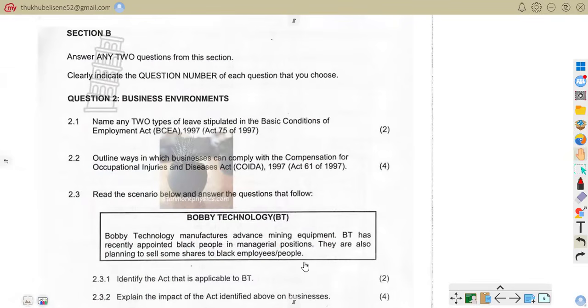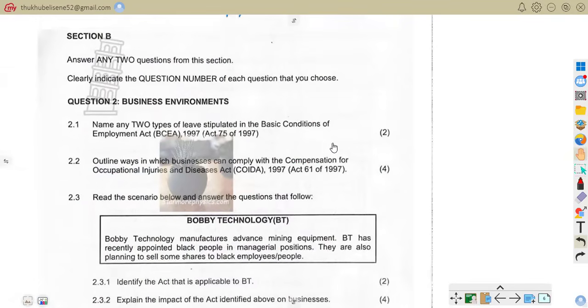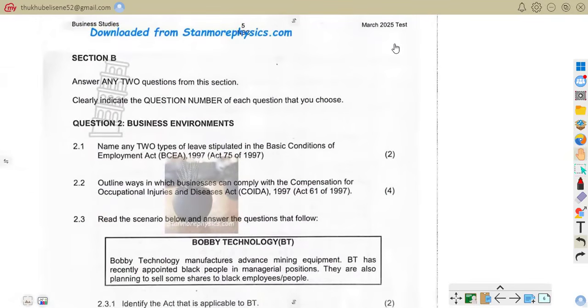Let us go to section B. So here we are on section B. Section B says answer any two questions from this section. But like I've said, we are going to attend to all of these questions. It further says clearly indicate the question number of each question that you chose.